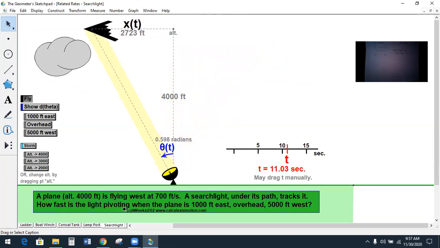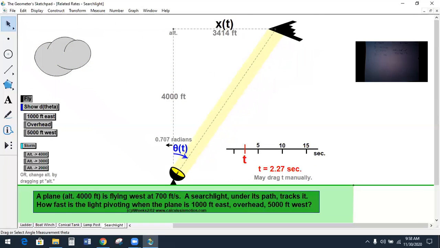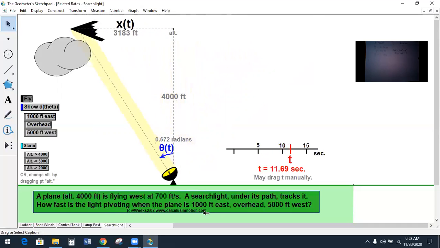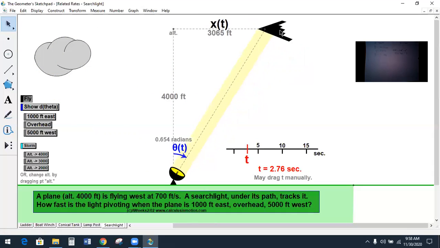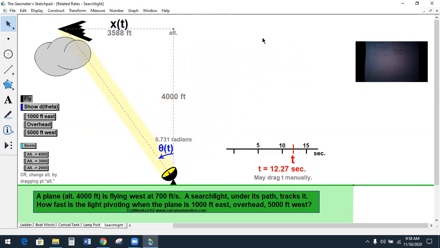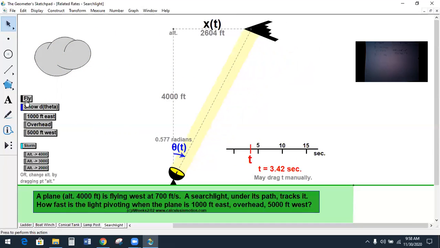How fast is the light pivoting? So we are being asked about the rate for this angle now. This is the rate for that angle is what we're trying to find. When the plane is 1,000 feet east. So when the plane is like right there-ish, okay? I guess 1,000 feet would be a little closer. But anyway, when the plane's like right here is when we're gonna pause. So that is what is going on in that problem.